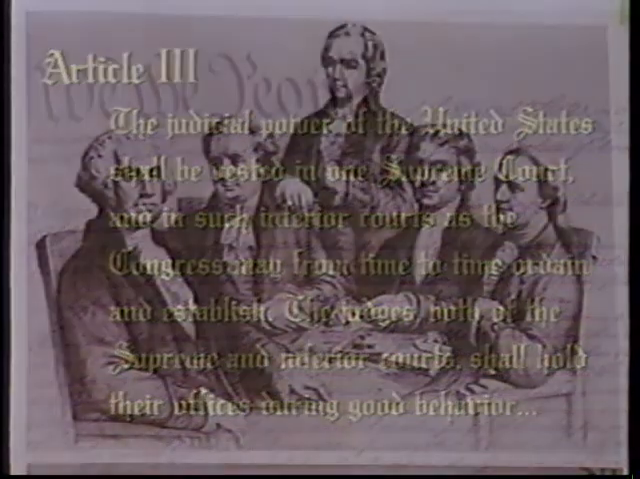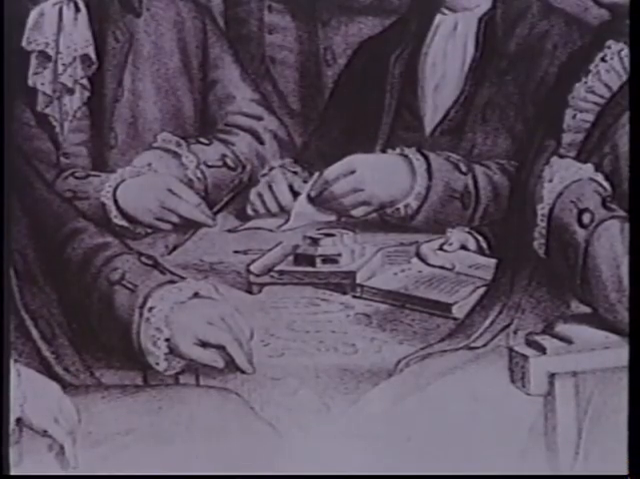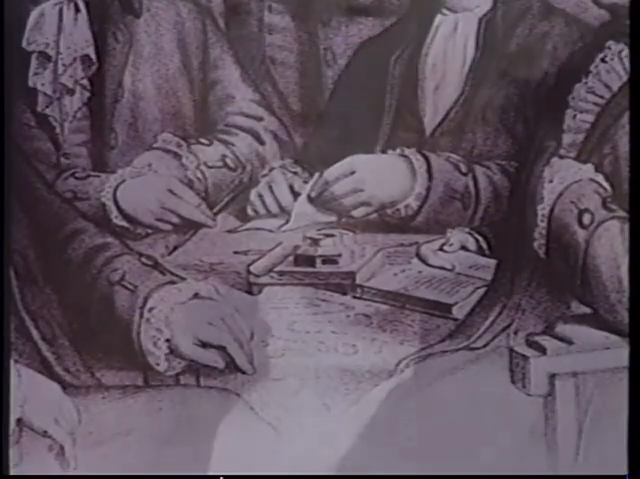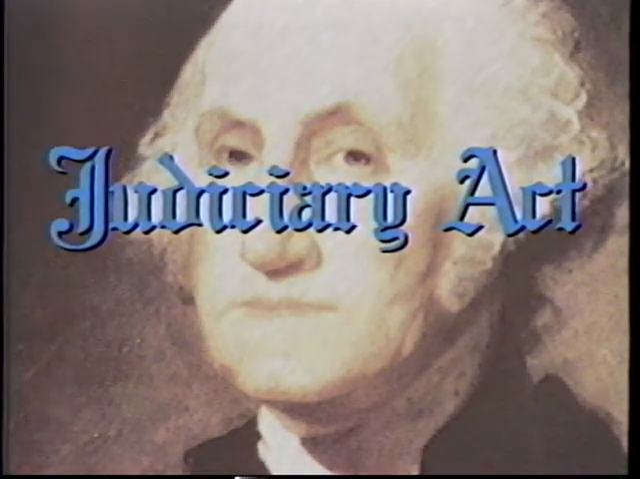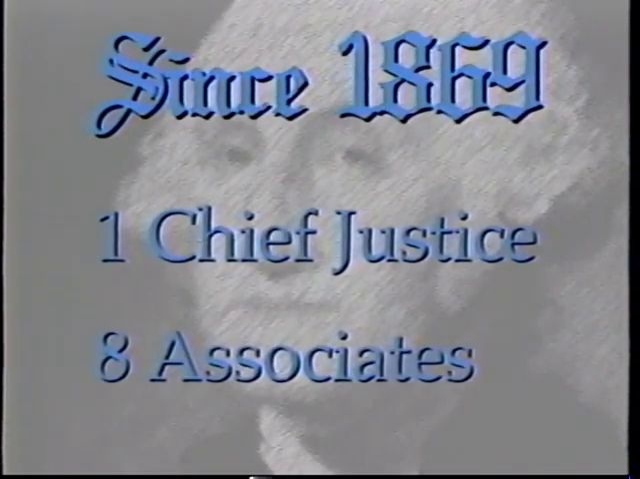The Judiciary Act of 1789, signed into law by President George Washington, was one of the most important federal statutes ever adopted under the Constitution. It established the structure and authority of the federal courts according to the Constitution. The Judiciary Act created a 6-member Supreme Court with a Chief Justice and 5 associates. As our nation grew, more judges were added to the court. The numbers changed, but since 1869, the court has 1 Chief Justice and 8 associate justices.